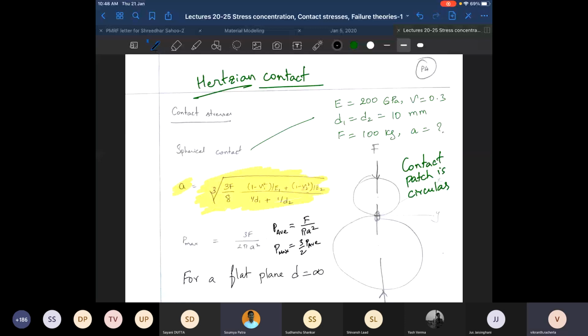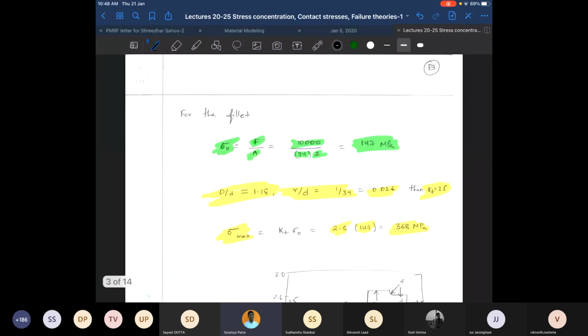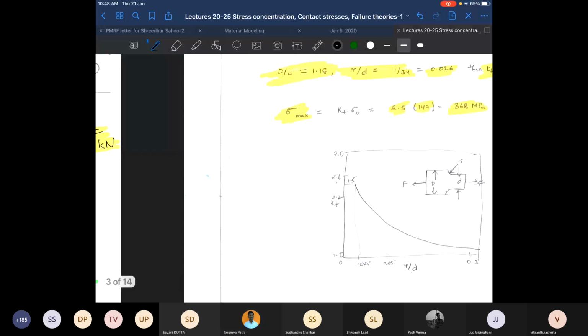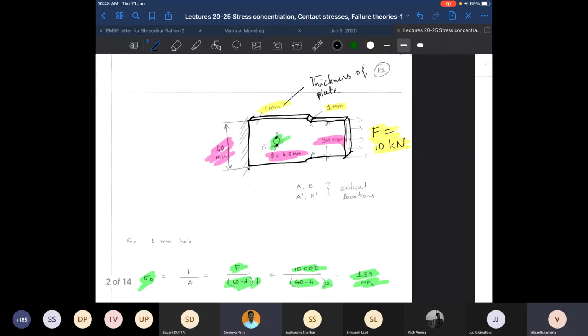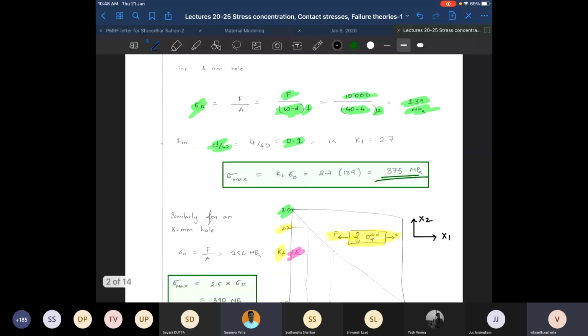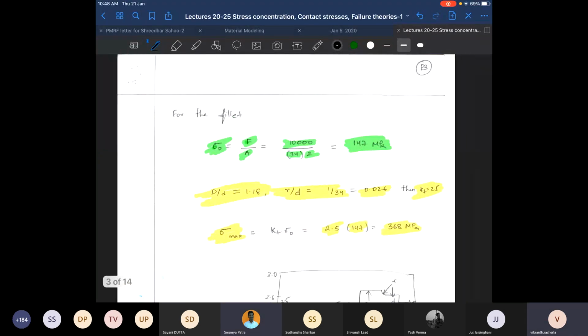Sir, can you go back to the graphs of the stresses and highlight the sigma 1 and sigma 2 stress? It wasn't visible clearly. Which one are you talking about? The graphs of the stresses at the contact, sigma 1 and sigma 2.